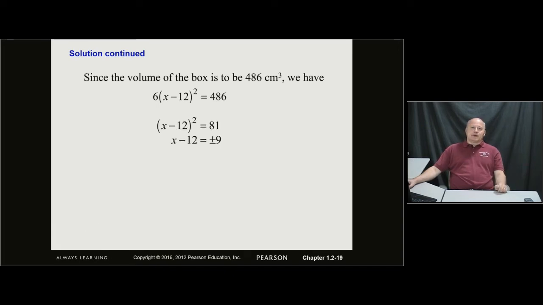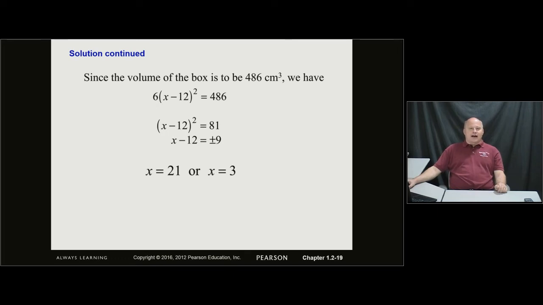So what we're going to do is divide both sides by 6. And then we get (x minus 12) squared equals 81. And so x minus 12 equals plus or minus 9 when you take the square root of both sides using the square root property. So isolating the x, we'll add 12 to both sides. We'll add 12 plus 9, and that's 21. And then 12 minus 9 is 3.